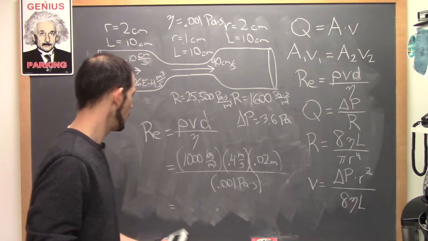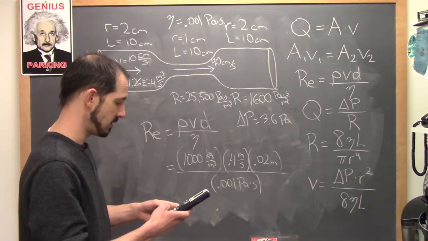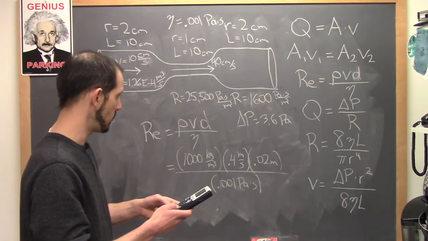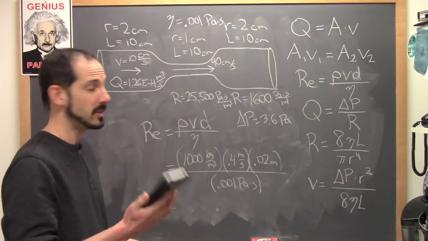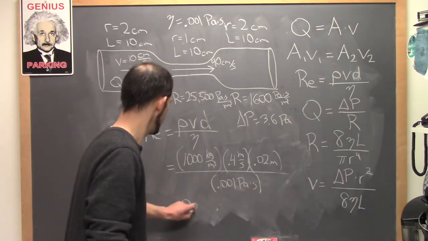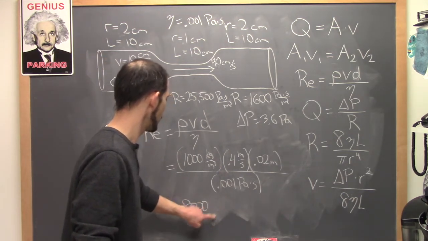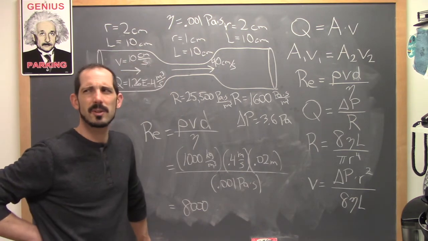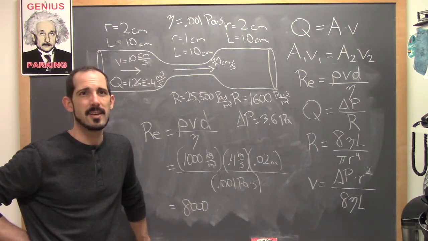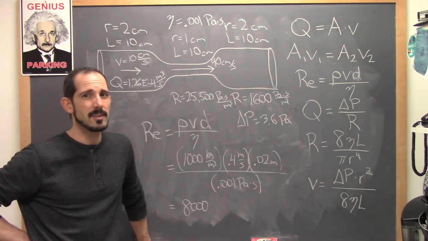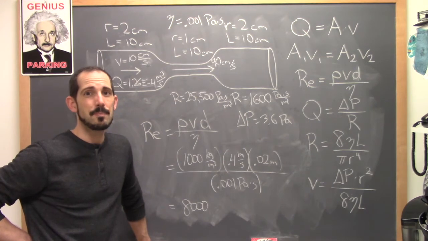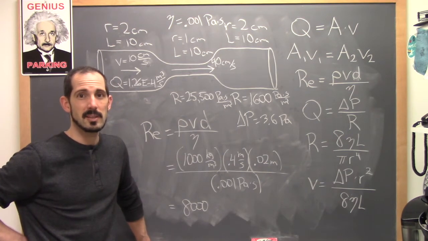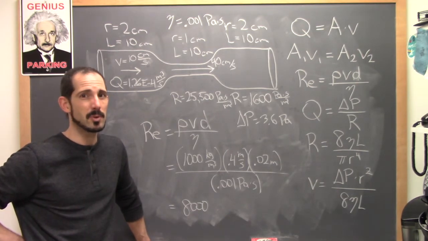So, let's just see what the number is first, and then we'll worry about the unit. 1,000 times 0.4 times 0.02 divided by 0.001. You get a value of 8,000. Still turbulent. So the little table in the reading suggested that if your Reynolds number is around 2,000 or less, when we're talking about round pipes, then we can expect the flow to be laminar. But if it's above that, then the flow is going to be considered a bit more turbulent.